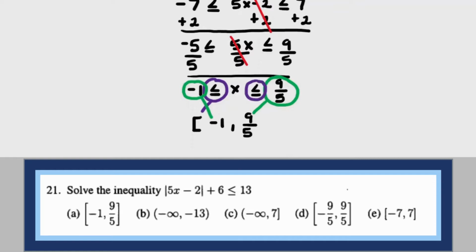And then we're going to close it because once again, it's another less than or equal to sign. We're going to close it with a bracket. And basically our answer for number 21 is going to be -1, 9/5, and that will be the solution. And the answer choice that matches up with what we have is answer choice A. So A is the answer to number 21. And now we're going to move on to number 22.